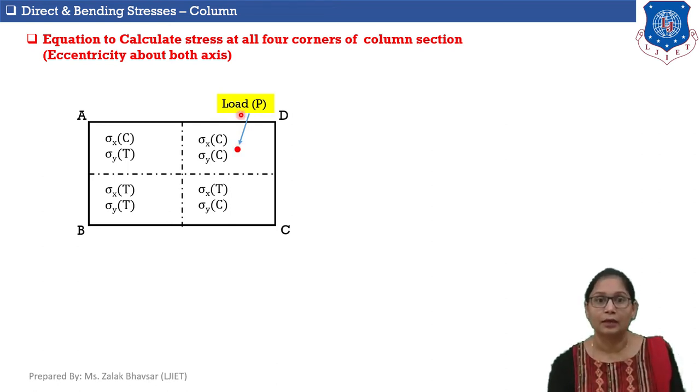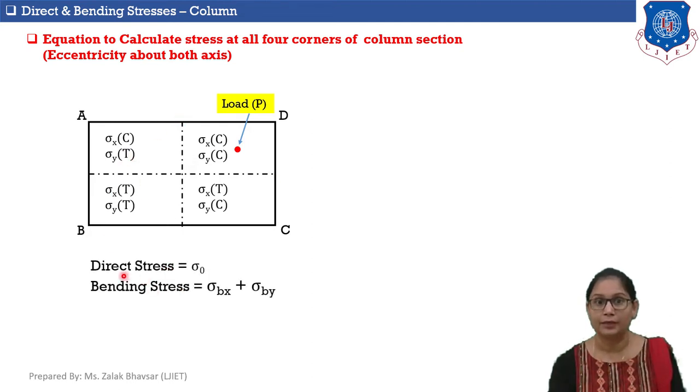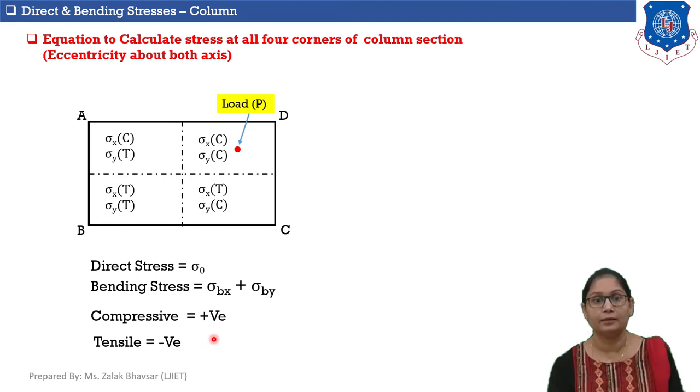So we can say that because of this eccentric load, total stress developed in this column section will be the summation of direct stress and bending stress. Here direct stress will be sigma 0 and bending stress will be the summation of bending stresses developed in the x-axis direction and bending stresses developed in the y-y direction. Now we will consider all compressive bending stresses as positive and tensile bending stresses as negative. So let's start with corner D.